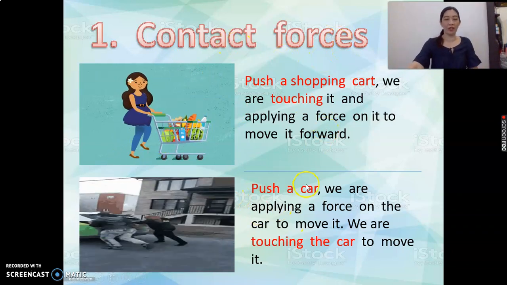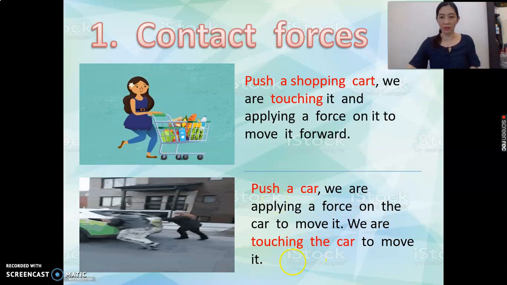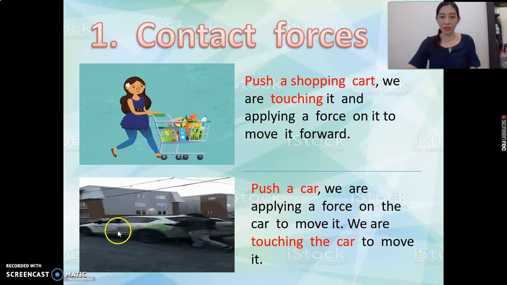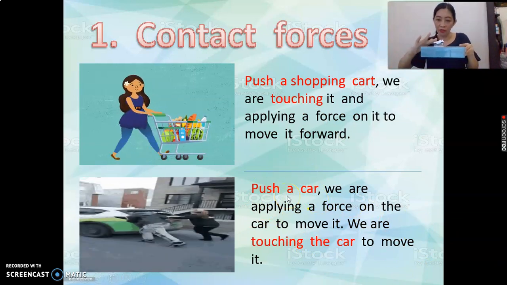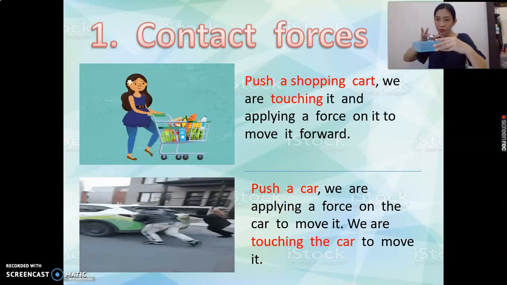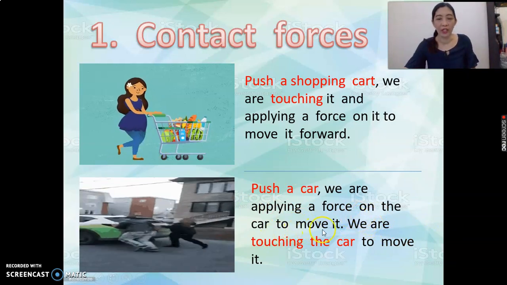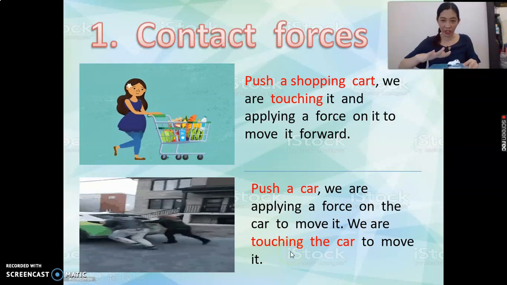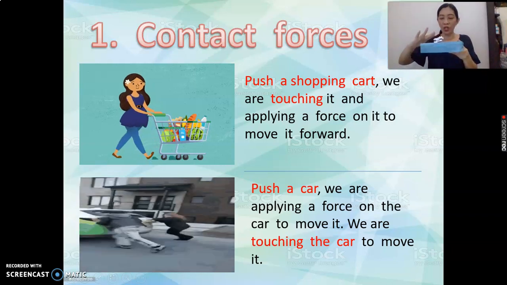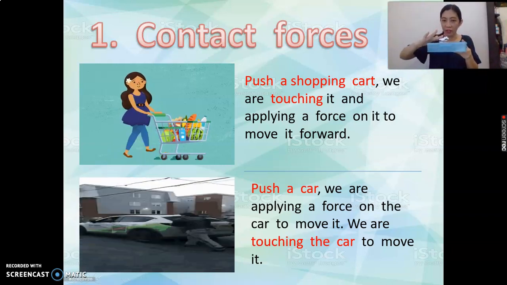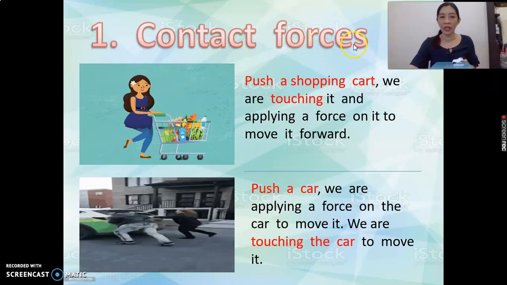Number two example is, imagine this is a car. Push a car. We are applying a force on the car to move it. We are touching the car to move it. So when you push a car, you touch it, and that is an example of contact forces.